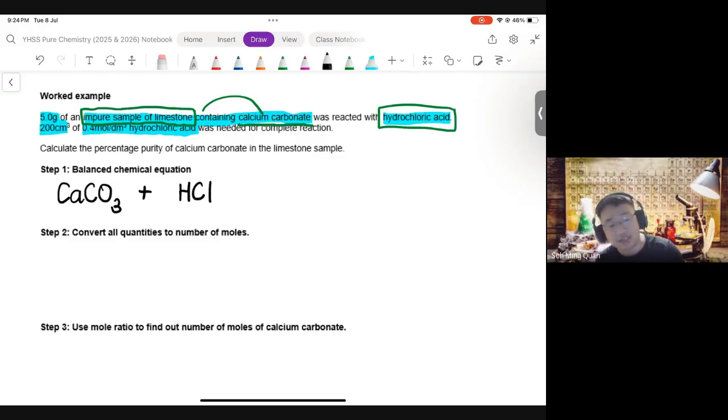Hydrochloric acid, HCl. The salt form is calcium chloride because you use calcium carbonate, calcium, and hydrochloric acid has chloride, so it's calcium chloride, CaCl2. Must remember Ca is Ca2+, and Cl is Cl−. And CO2 gas is formed because it's a carbonate, and H2O, water, is formed.